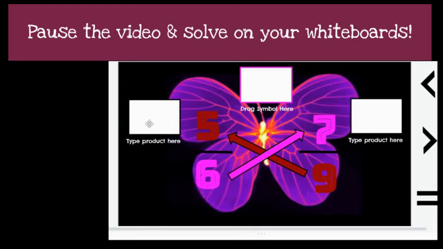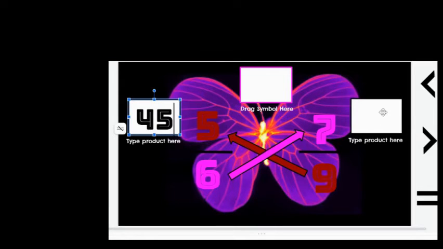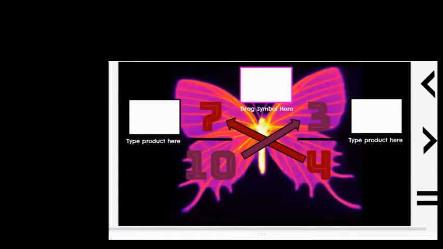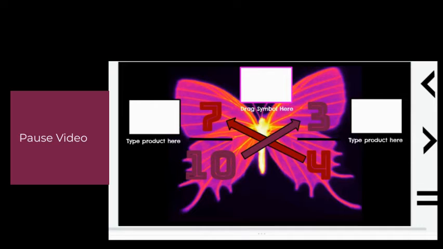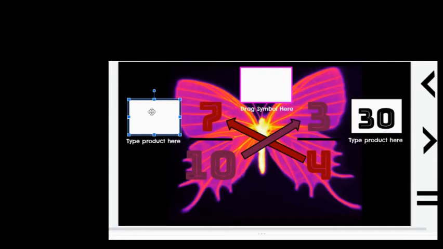So 9 times 5 is 45, and 6 times 7 is 42. 45 is larger than 42, so 5/6 is larger than 7/9. Try this one. If you got 30 on this side and 28 on this side, then you know that 3/4 is larger than 7/10. Let's keep going.